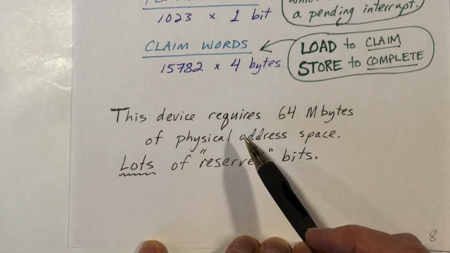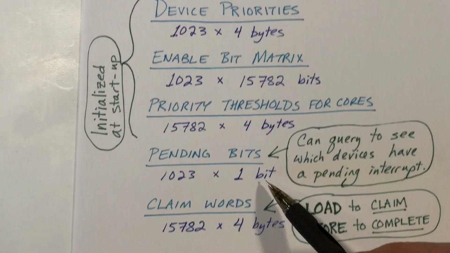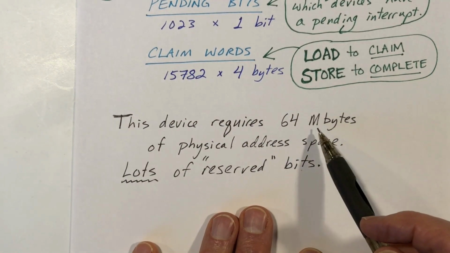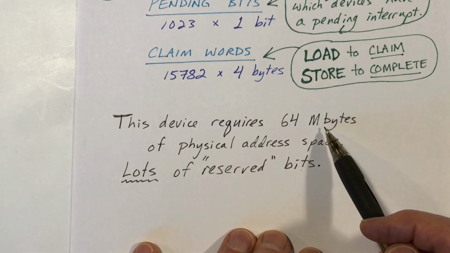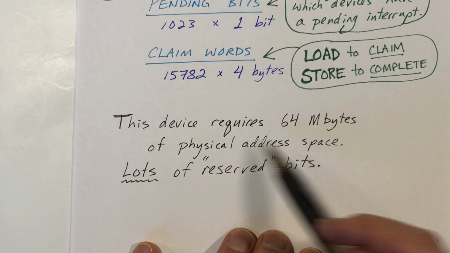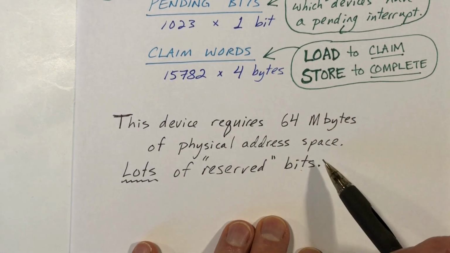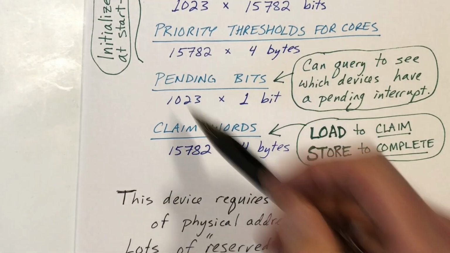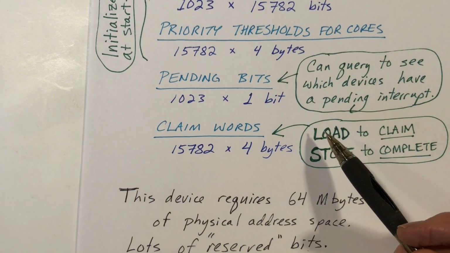Okay, so all told, these memory mapped locations are mapped out into a range of 64 megabytes. It's really quite large of the physical address space. There are a lot of reserved bits or unused bits, and the actual mapping I'm not going to go into too much in this video.